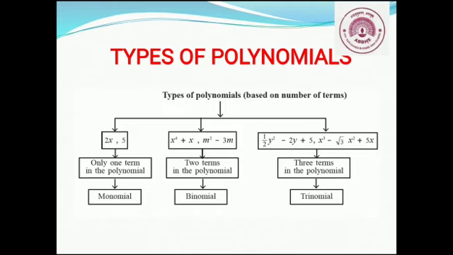Trinomial. A polynomial with three terms is called a trinomial. Example, 1 by 2 y square minus 2y plus 5. Here the three terms are 1 by 2 y square, negative 2y and 5. x cube minus root 3 x square plus 5x. Here the three terms are x cube, negative root 3 x square and 5x.